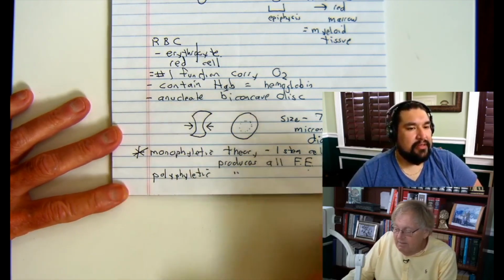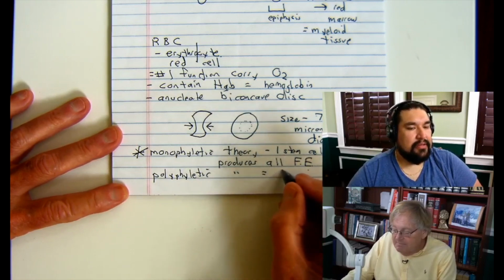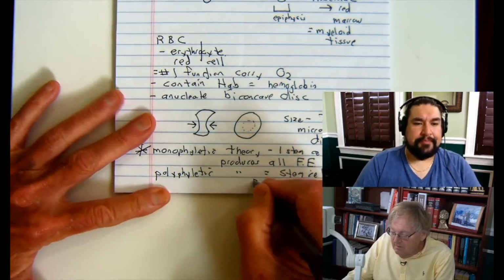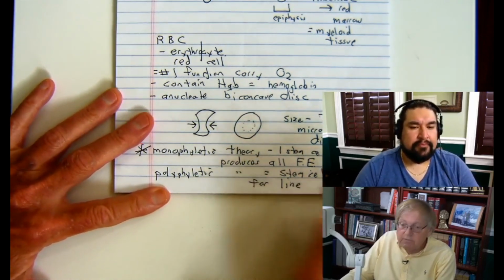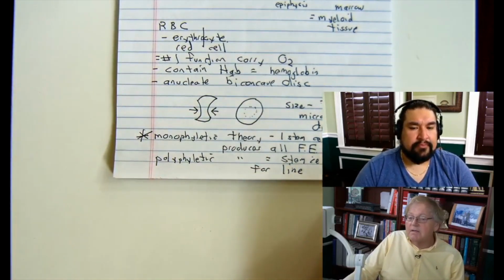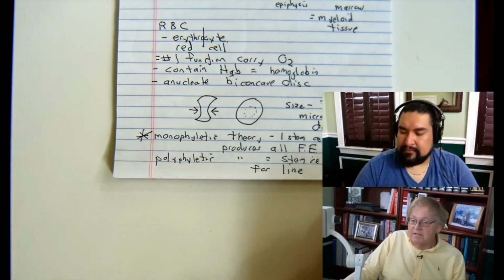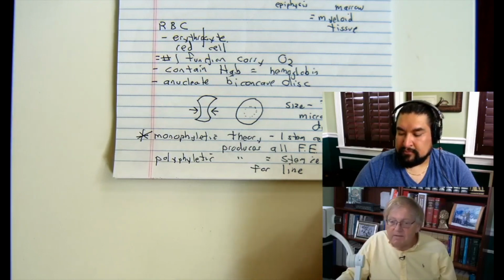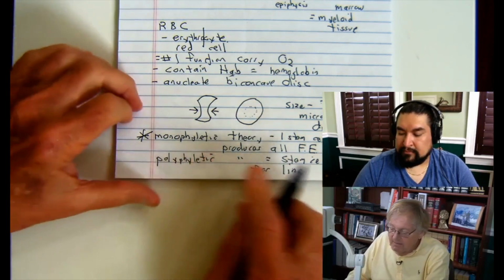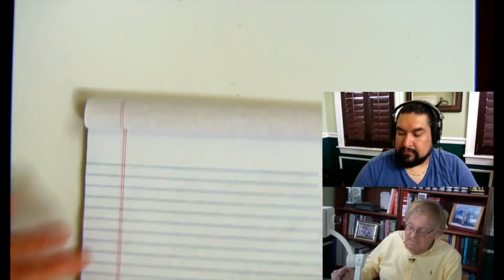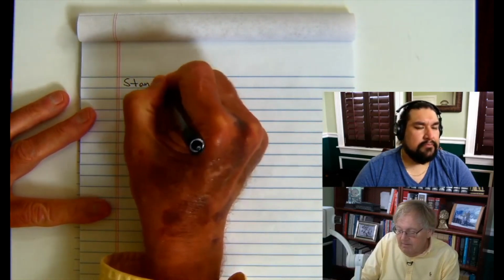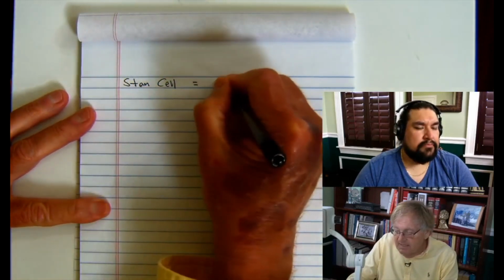Polyphyletic theory was basically you had a stem cell for each line. So therefore there was a stem cell for a red blood cell, there was a stem cell for a white blood cell, there was a stem cell for a platelet. But if we use this monophyletic theory as the right answer, we're going to remember that in the monophyletic theory, that stem cell is called the CFUS.